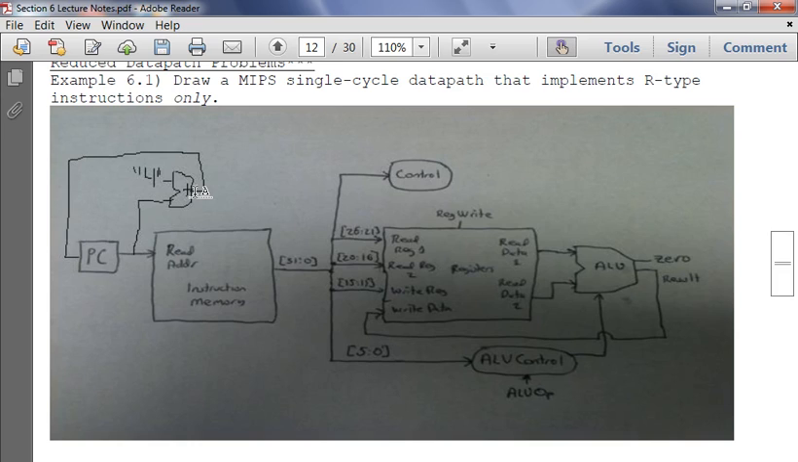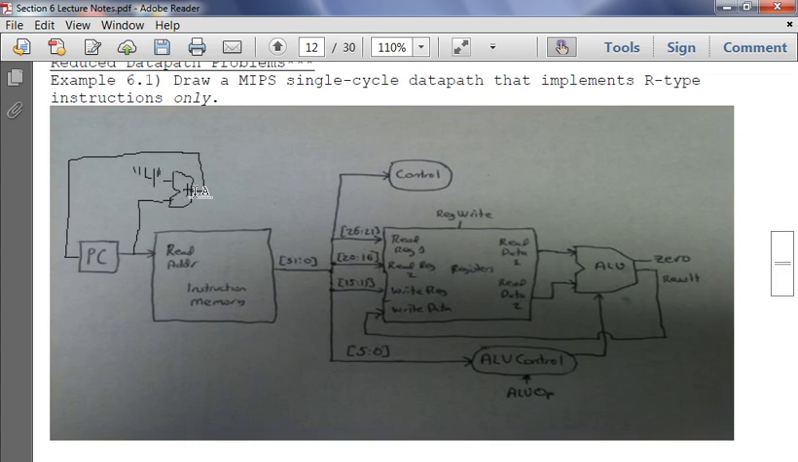So here's what it looks like. We have PC, this goes to the add, becomes plus 4, and it just comes right back around, right? That's our PC. It goes to the address, ADDR, of instruction memory, and it produces a 32-bit output. Bits 31 to 26 go to the control. 25 to 21 goes to read register 1. 20 to 16 goes to read register 2. And this is where things are common for every type of instruction, right?